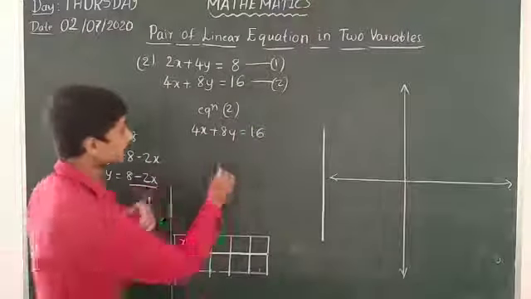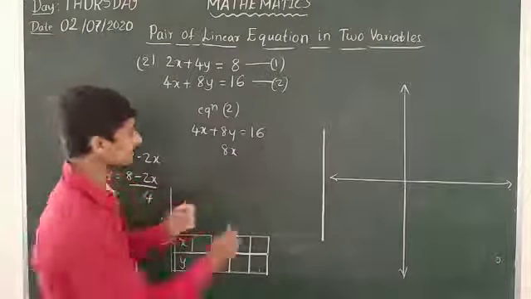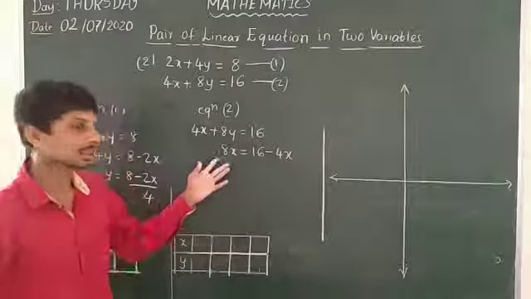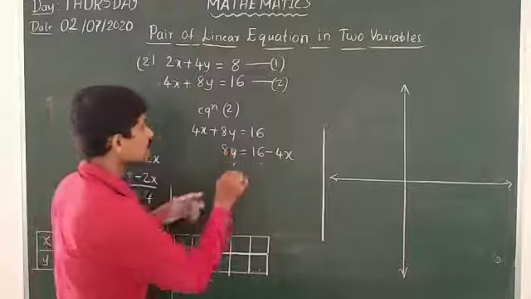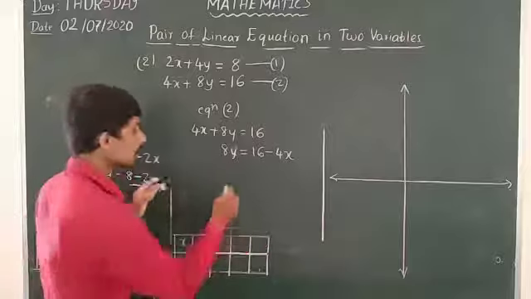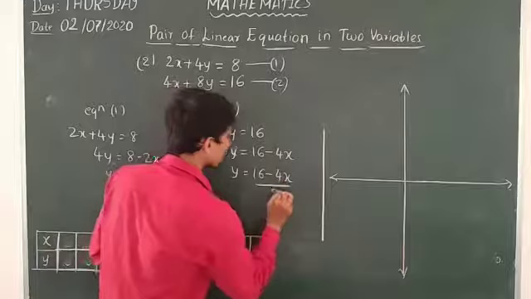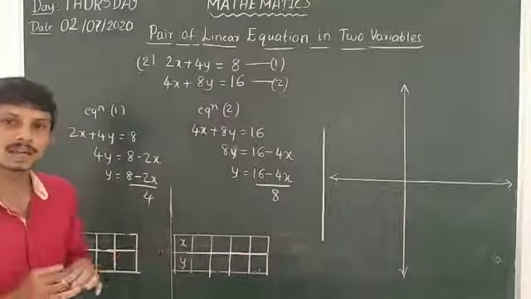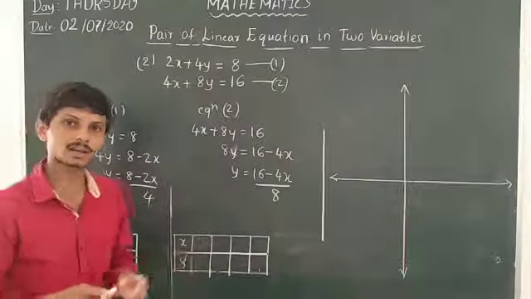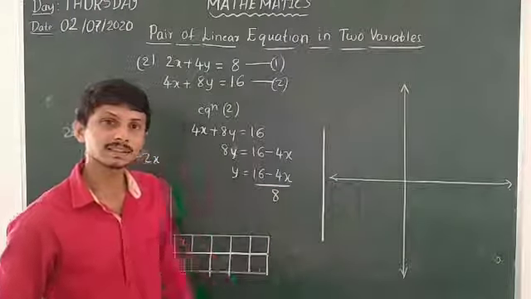Then 8y is equal to 16 minus 4x, transposing plus 4x to the RHS, it becomes minus 4x. Then we transpose the 8 to the RHS, it comes to the denominator. y is equal to (16 minus 4x) divided by 8. So we have to put some value of x or y, find the other unknown value, and represent it in a coordinate system.